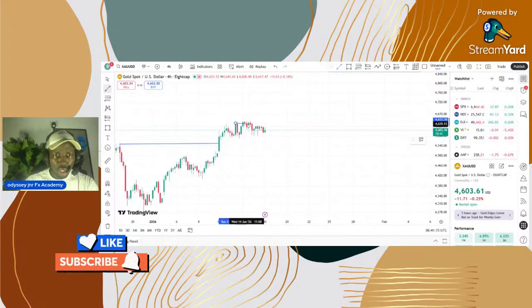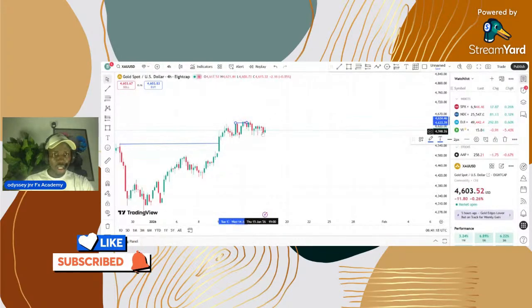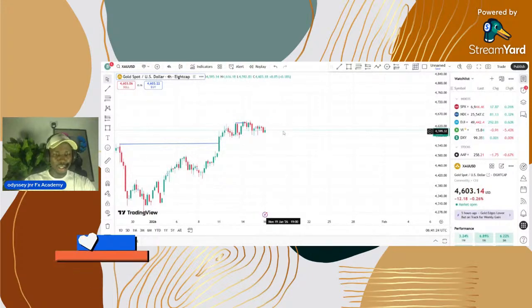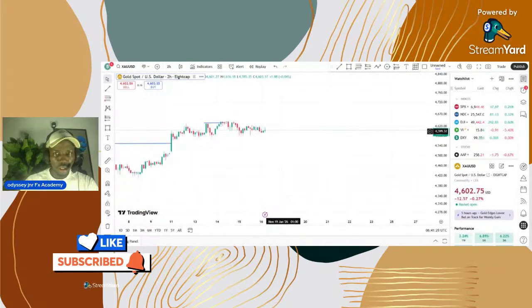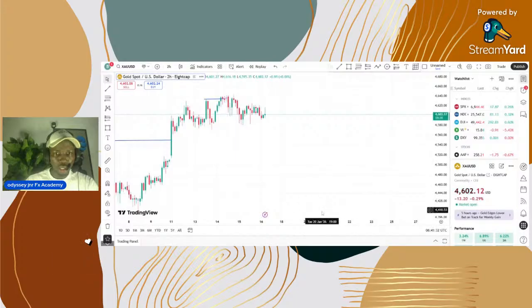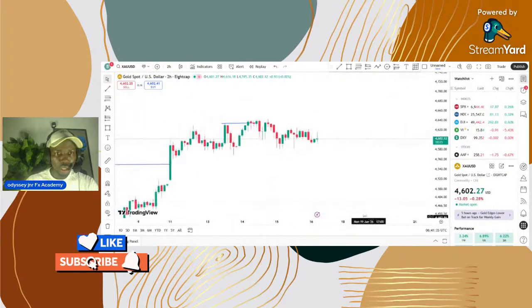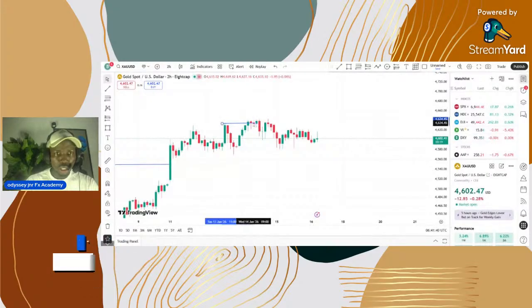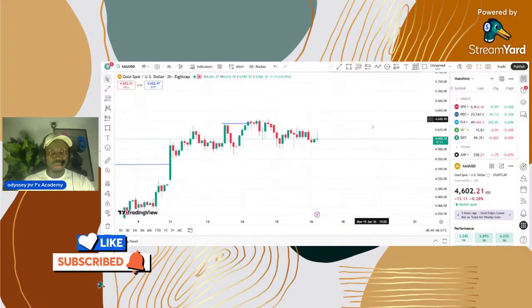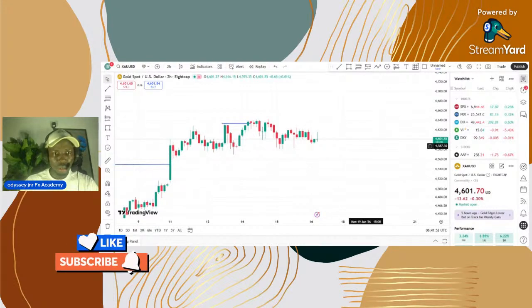Is there any break of structure here? Yeah, there's a break of structure there, but the order block is kind of shaky. Let's check the 2 hour time frame. Let me expand this so that you can see it very well. So this is a break of structure here. This is a break of structure.